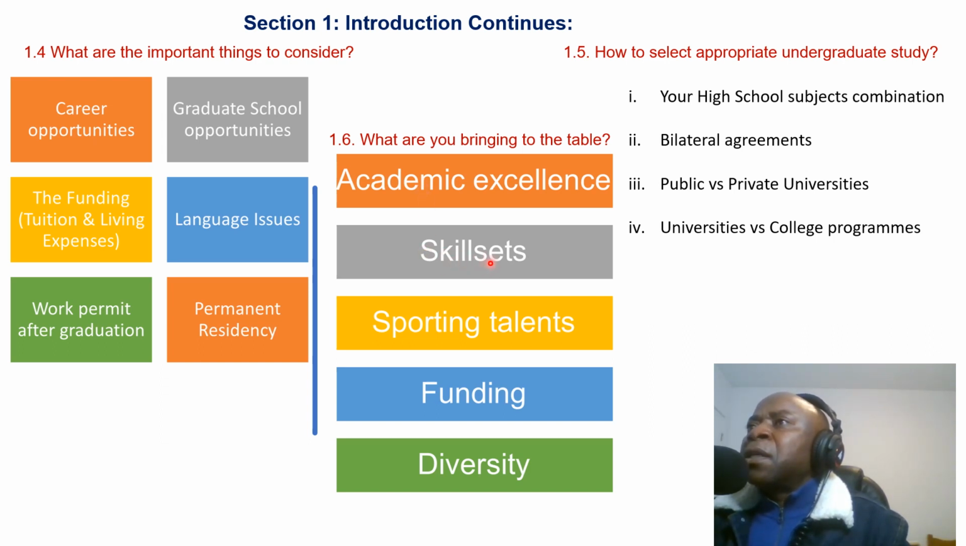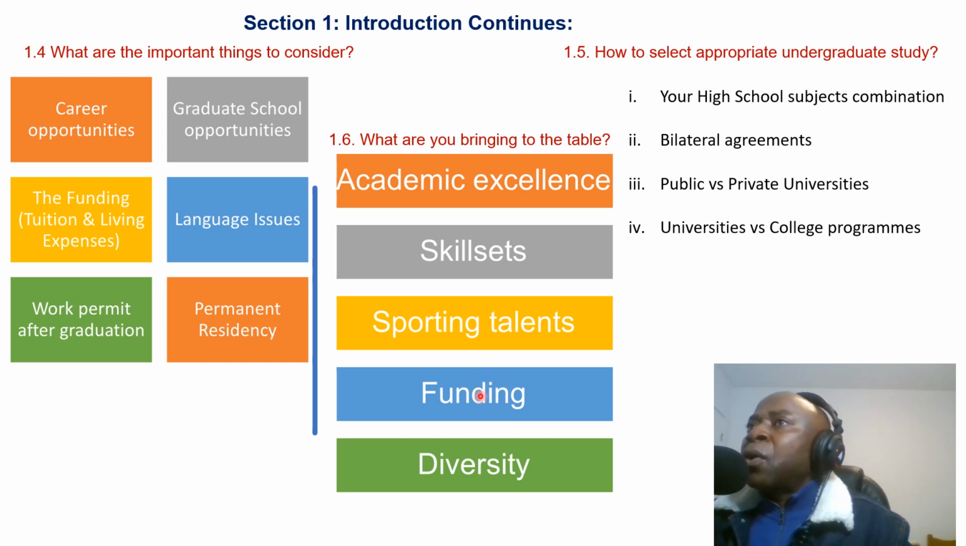Number two is skill set. Are you skillful? Especially, okay, let's say, can you do websites? What other things can you bring to the table? Then number three is sporting talent. So if you're very tall and you are fairly good in basketball, if you are applying, why not apply for universities in countries where basketball is their number one national sport? If you are good in soccer, why not apply to countries where soccer is their number one sport? You might get admission based on this factor.